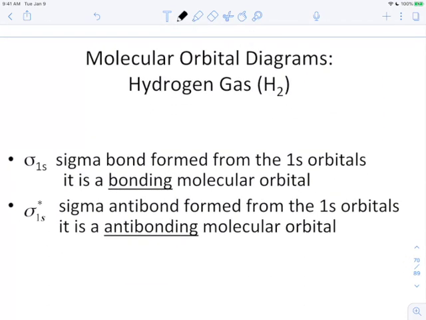All right, so here is the sigma bond and the sigma antibond. The sigma bond is formed from the 1s orbitals, and it is a bonding molecular orbital. When you put electrons in there, you're forming a chemical bond. Then the anti-bonding is the opposite. When you put electrons in there, you are destroying the chemical bond.